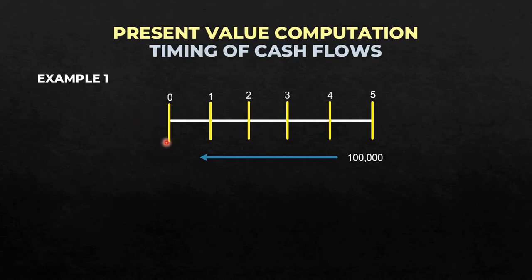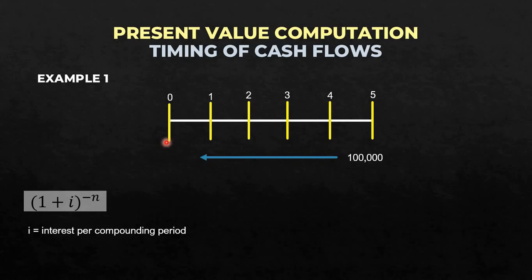So ang formula natin is 1 plus i raised to the negative n. So ano ang ibig sabihin nitong formula na to? Yung 1, syempre, number 1 yun, plus i. Ano ibig sabihin ng i? Yung i means yun yung interest per compounding period. So since ang ating compounding period is on annual basis at ang interest natin on an annual basis is 10%, ibig sabihin yung i natin for this particular problem is 10%, kasi ang 10% is the interest per our compounding period, which is on an annual basis.